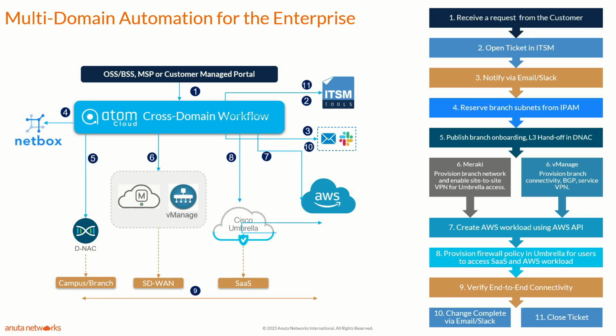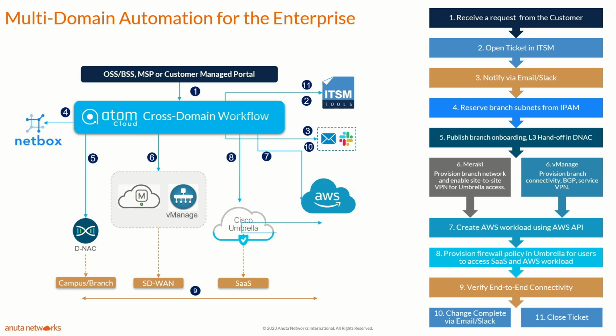Here is a use case where, let's say, there is a company that is deploying two types of branches or sites in their network. The first one could be a Cisco Meraki based branch, and the second one could be a Cisco SD-Access based branch. Now, from a network operator perspective, he has to work with multiple of these controllers and systems.